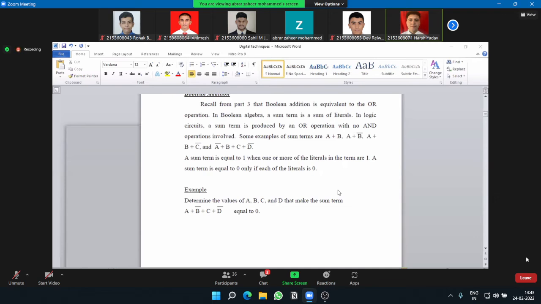Determine the values of A, B, C, D that make the sum term equal to 0. So what should be the value of A, B, C, and D in the answer?